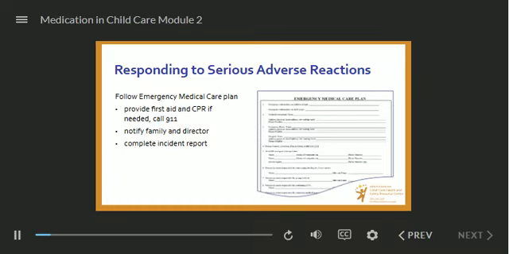In case of a serious adverse reaction, such as severe allergic reaction or anaphylaxis, seizure, difficulty breathing, passing out, or chest pain, provide first aid, CPR if needed, and call 911 immediately. Follow the program's written emergency medical care plan. This plan outlines the steps to follow in the event of a medical emergency. Always notify families and the director as soon as possible and complete an incident report once the child is safe.